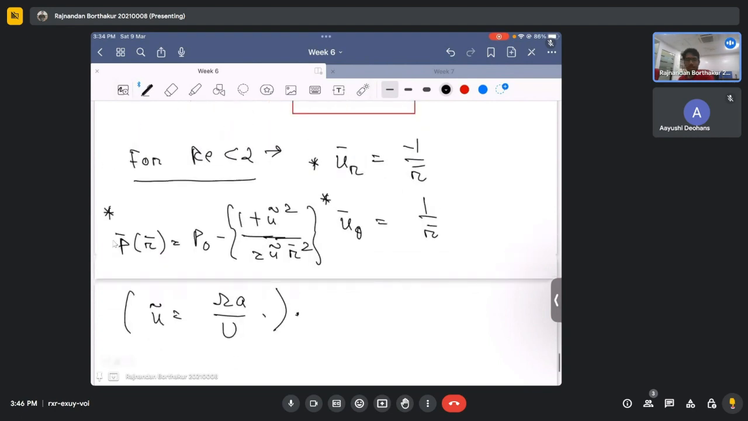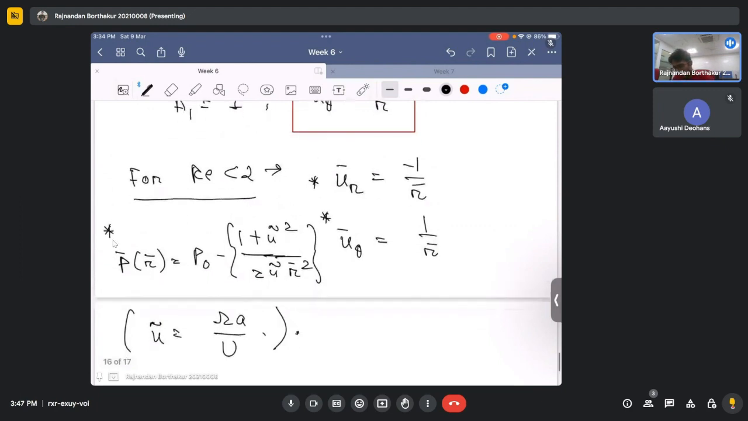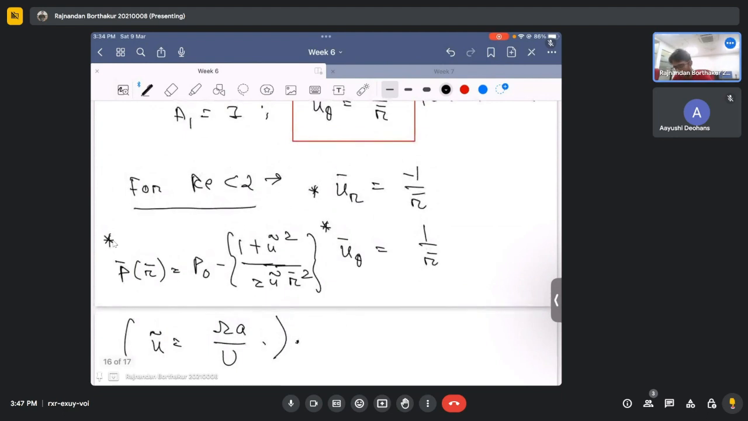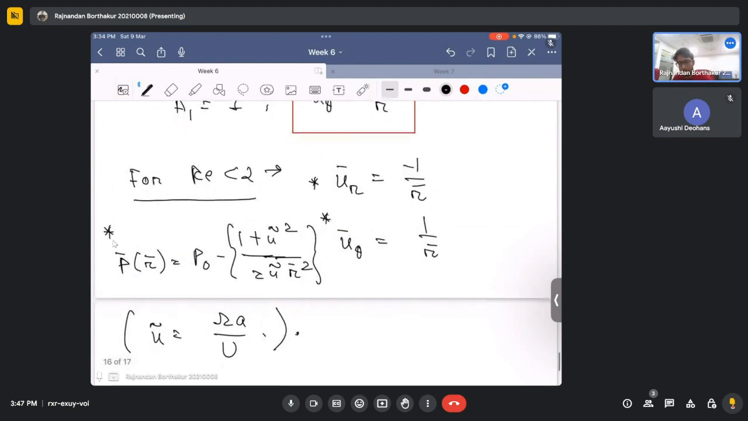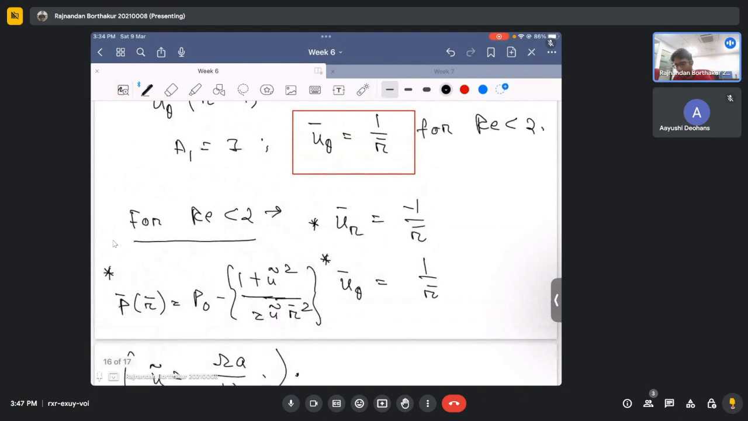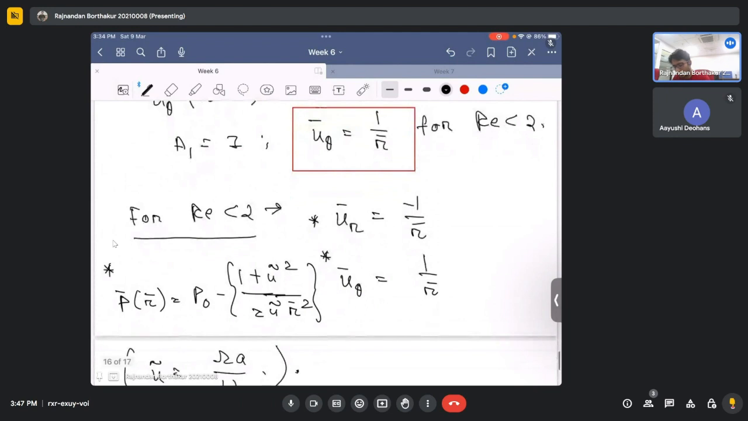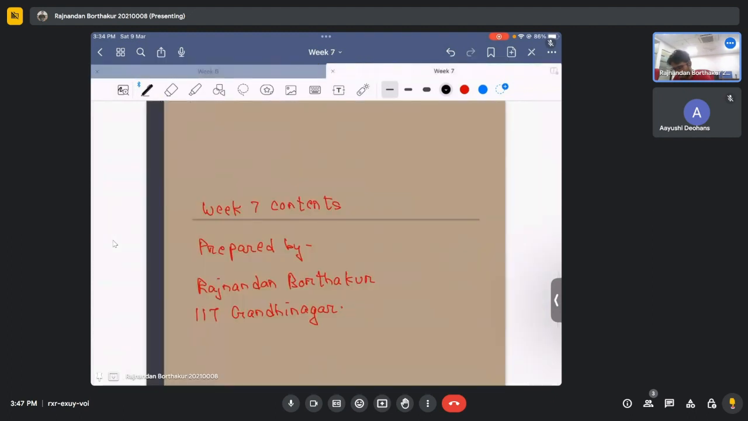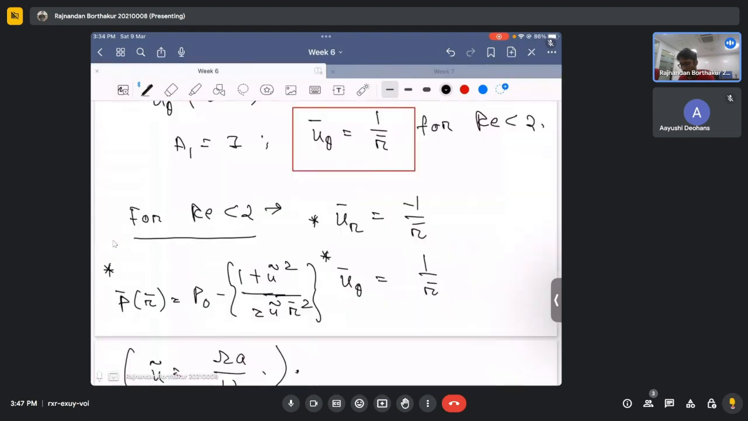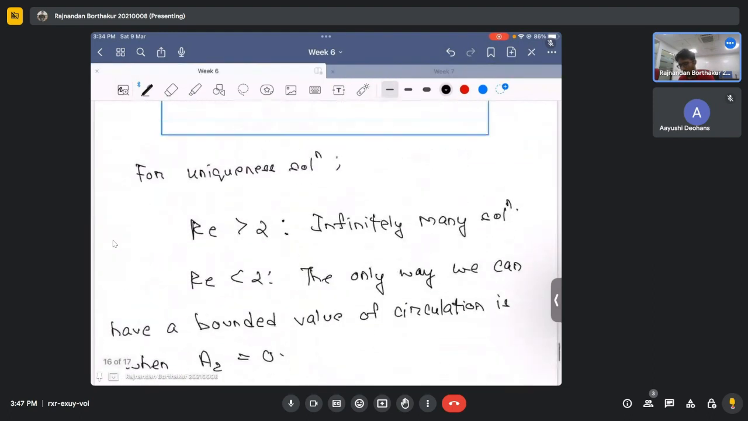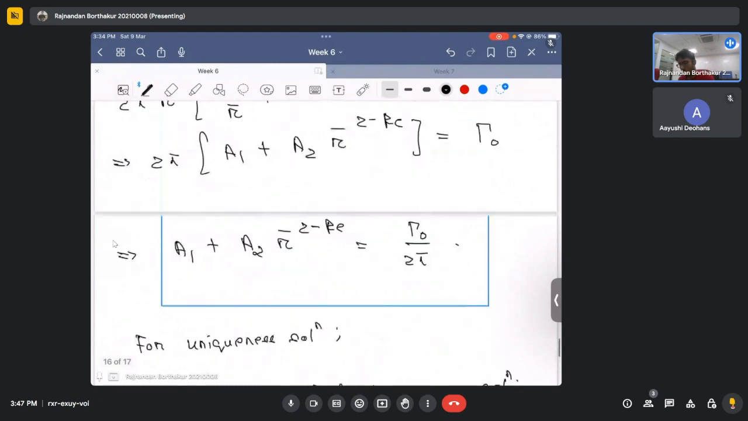So now we'll begin by discussing our contents for this week, week 7. But if you have any doubt of this question up to here, you can revisit the question by yourself and think about how the procedure is being done. And if you have any doubt, I'll be happy to address it. So just have a look at your notes and revisit the problem.